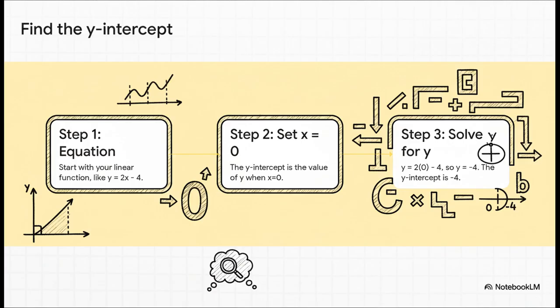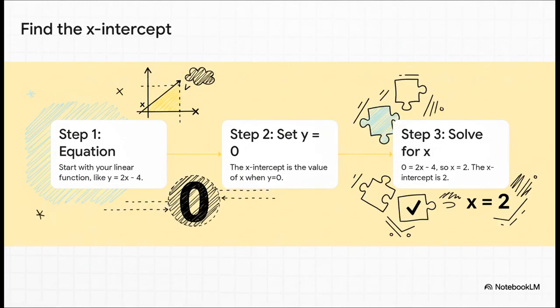And here's the best part, a little secret. Remember our formula, y equals ax plus b? The y-intercept is always just that b number. It's a built-in shortcut. Okay, what about the x-intercept?